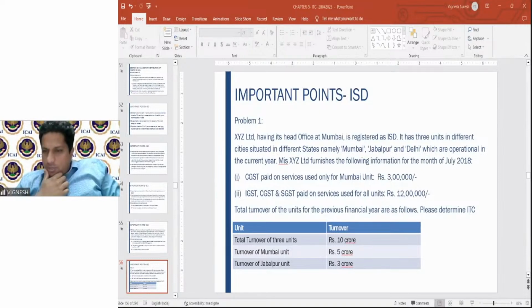In case excess is distributed, at the time of interest, definitely interest will be paid.